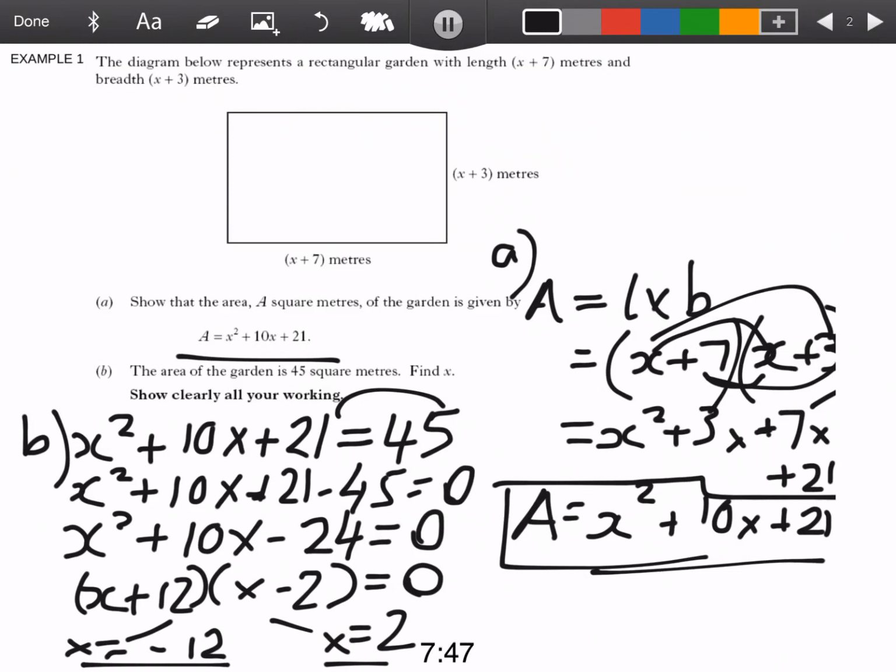Do remember, it does say find x. What is x? x is a length, okay? x is the length of the breadth and the length of this garden. x is a measurement, it's a dimension. x can't be a negative number, we can't have a negative length. So the only one that actually is correct here is x equals 2 metres. It is metres. x is 2 metres. You must make it very clear at the end that you're actually discounting this one.